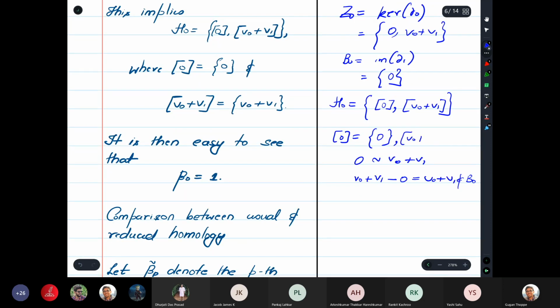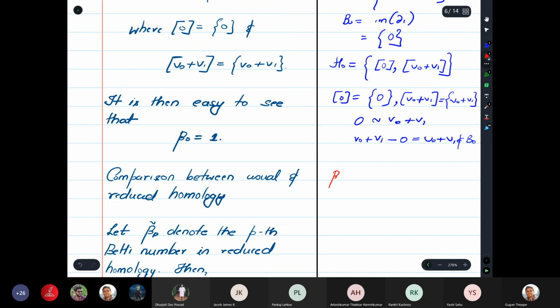And similarly, what will be the equivalence class of V0 plus V1? It will be V0 plus V1. Very good. Okay, so now we have verified that these two sets are different, and hence it makes sense to write them in this fashion, right? So now the last thing you have to help me compute, Pankaj, is the dimension of this vector space. What do you think is the dimension of H0? It should be 1.